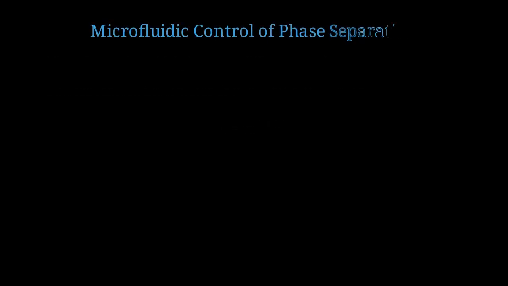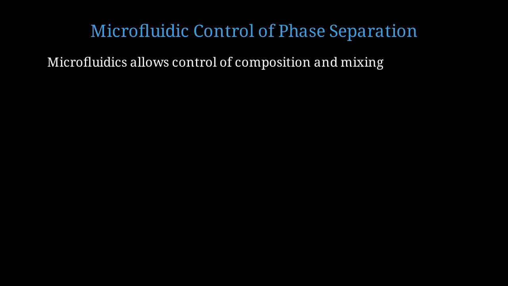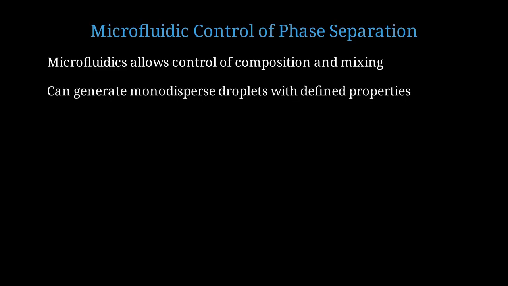Now let's explore how microfluidics enables precise control over phase separation. This is crucial for creating designer condensates. Microfluidic devices allow exquisite control over the composition, concentration, and mixing of components. We can generate populations of monodispersed droplets with precisely defined properties, something impossible with bulk methods.